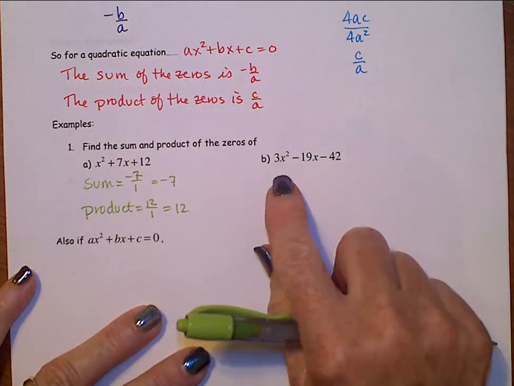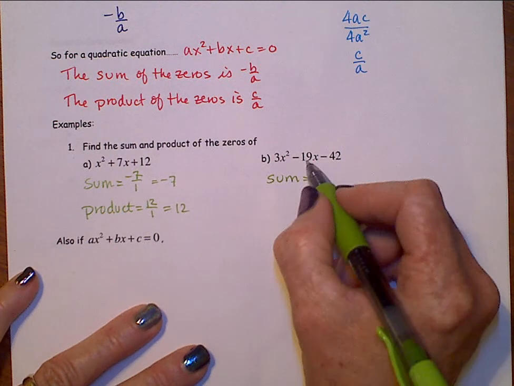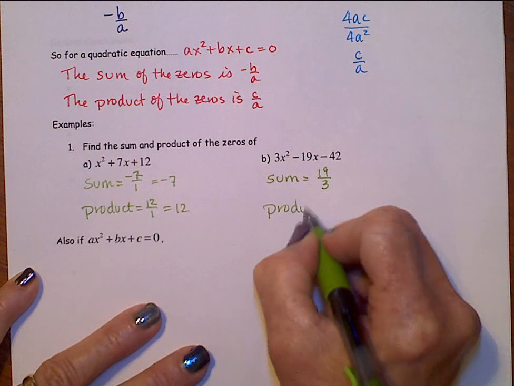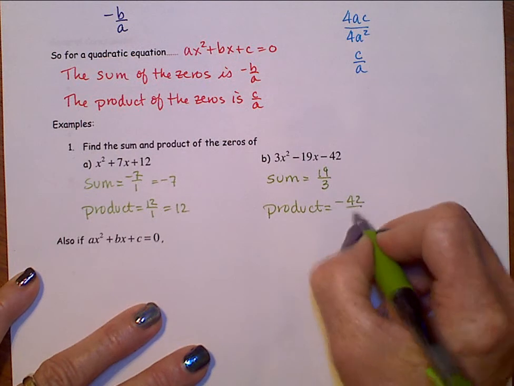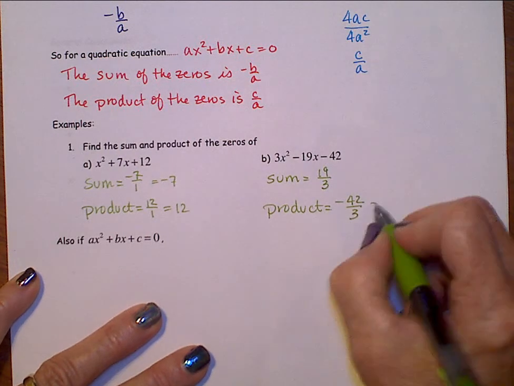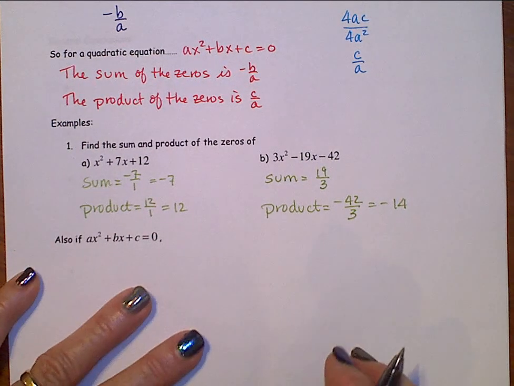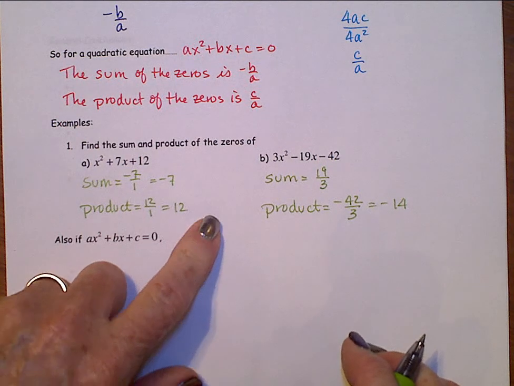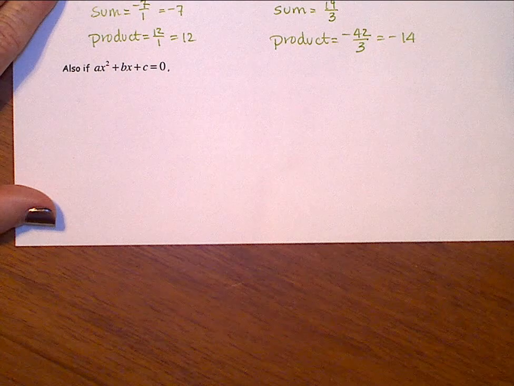How about this one? Right here, the sum is opposite of b over a, so 19 over 3, and the product is c over a, negative 42 over 3, which simplifies to be negative 14. So you don't have to find the zeros and then add them together, or find the zeros and then multiply them. If you know this neat little thing, you know the sum and the product of those zeros right off the bat.